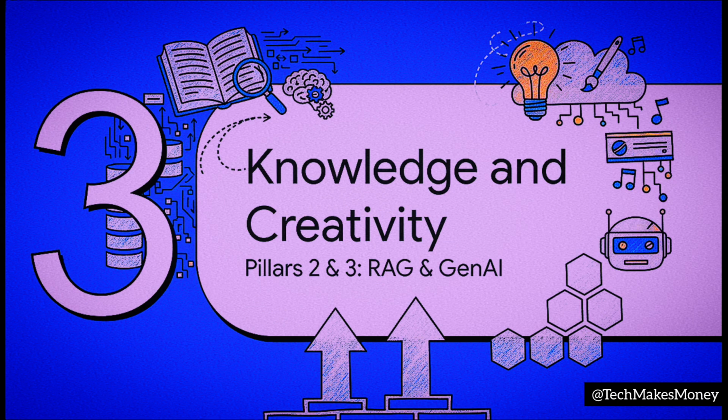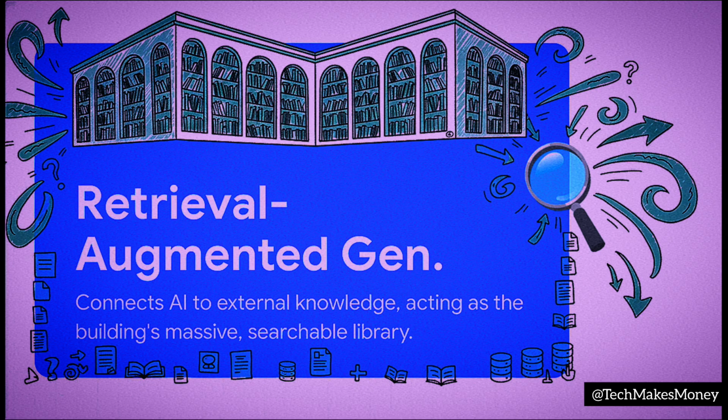All right, we've seen the communication system. Now let's head upstairs to the floors where all the thinking happens. This is where we find our next 2 pillars, knowledge and creativity, powered by something called RAG and, of course, generative AI. First up, RAG. The easiest way to think about this is to imagine our AI building has a library, a massive, perfectly indexed library connected to pretty much every reliable document on the planet. That's RAG. Its job isn't to invent things. Its job is to retrieve cold hard facts to make sure the AI's answers are grounded in reality.